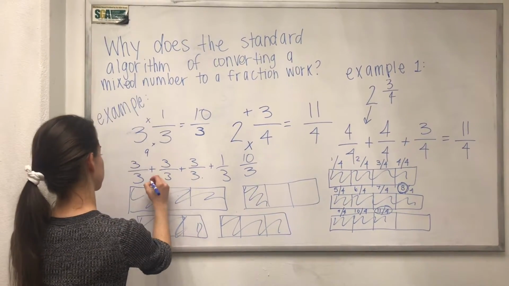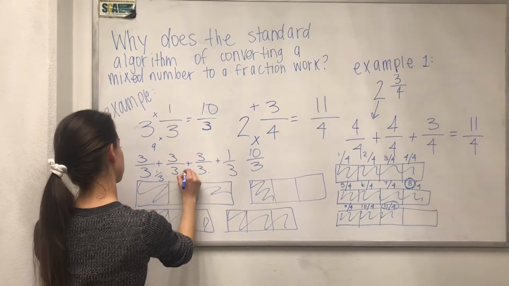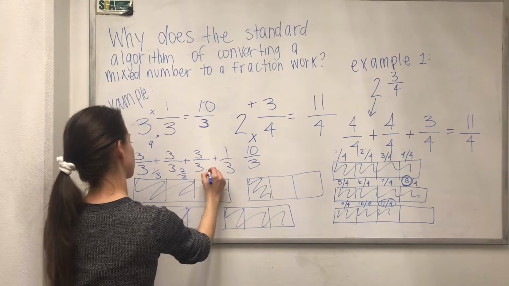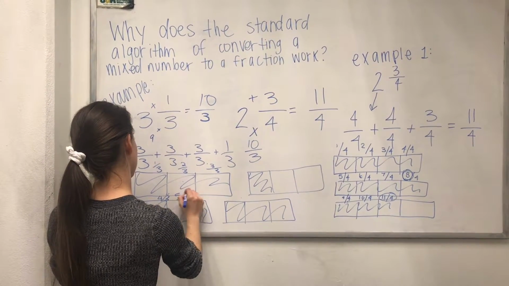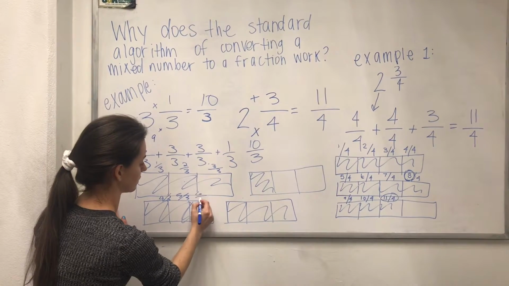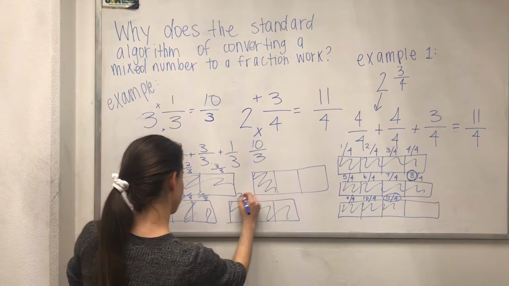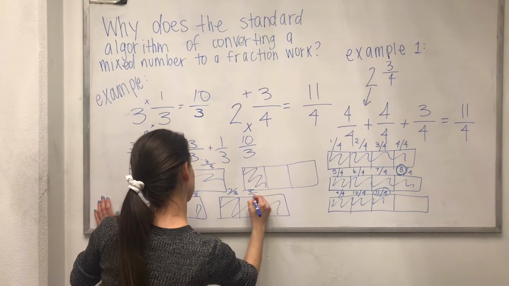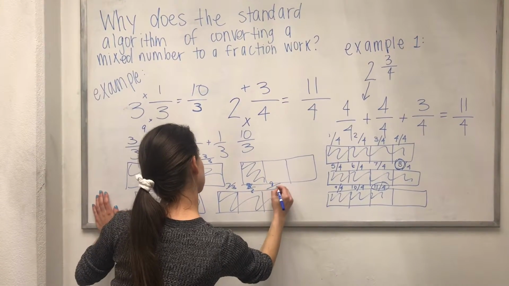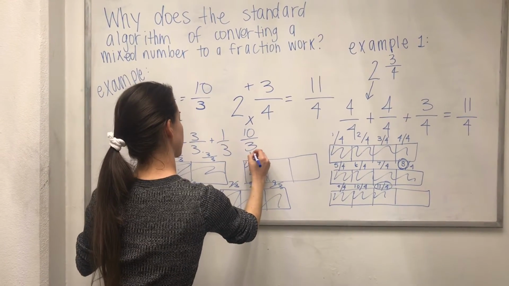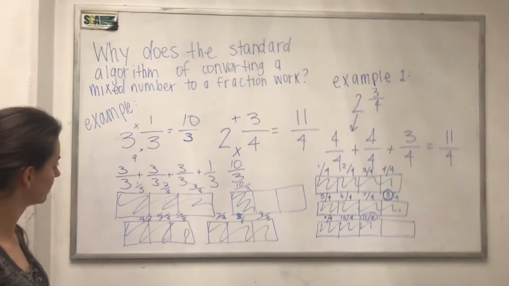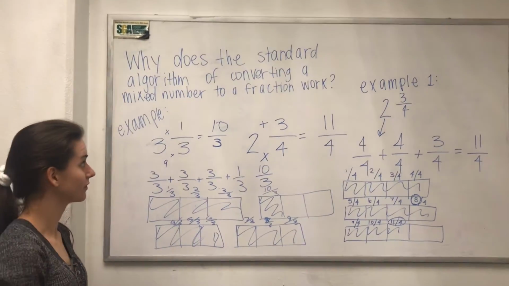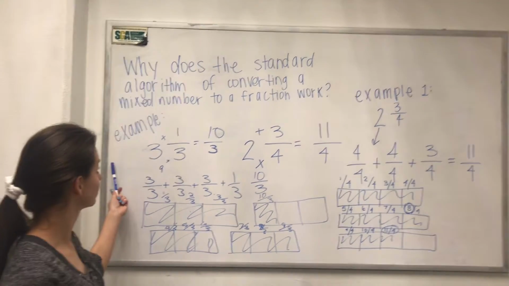So then we're going to count 1/3, 2/3, 3/3, 4/3, 5/3, 6/3, 7/3, 8/3, 9/3, and then here is your last, 10/3. And that is how you do the standard algorithm of converting a mixed number to a fraction.